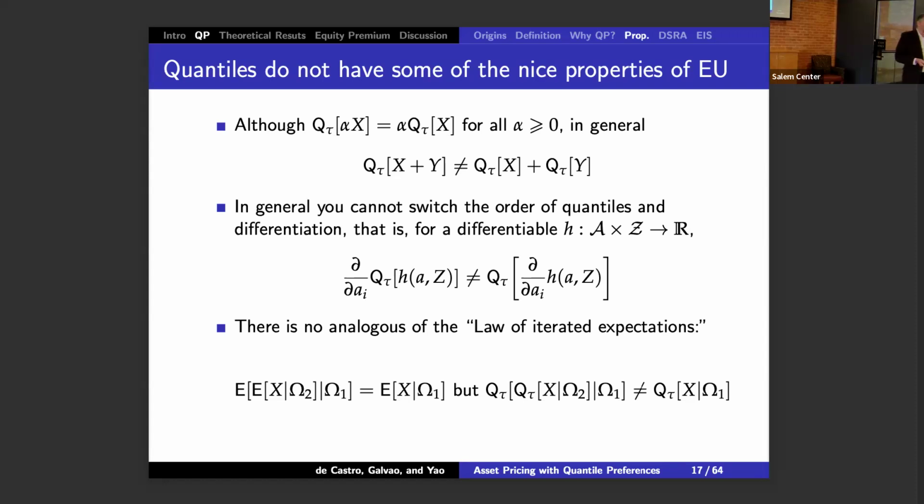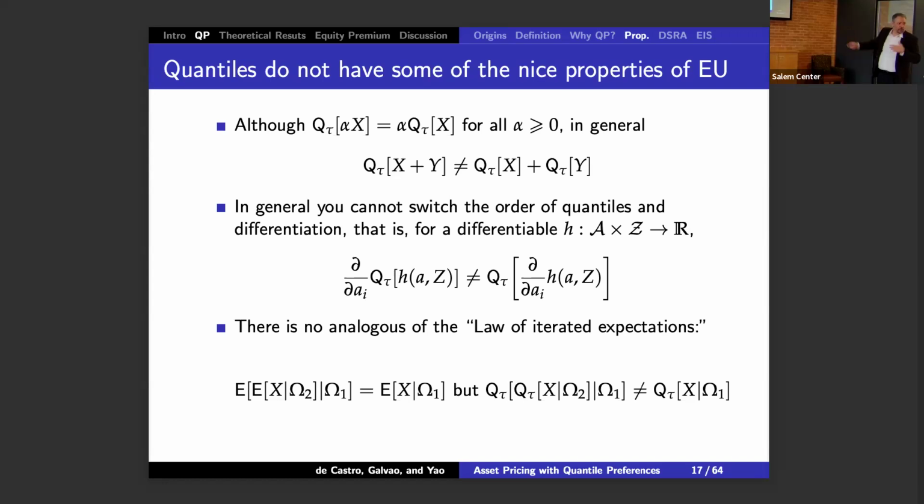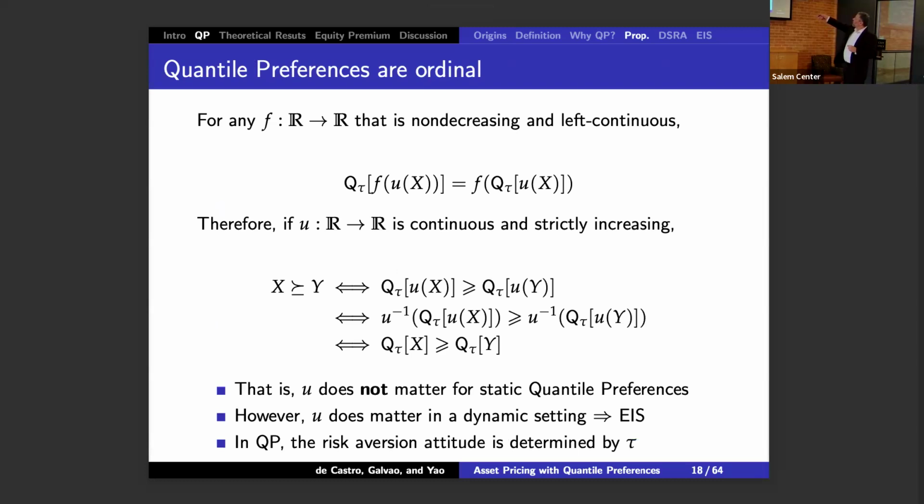But let me just say a very nice property of quantiles that expectations do not have. I said that these ones are the bad ones for quantiles. Now one very good one is this one. Quantiles are just ordinal. For any monotonic transformation, you can just switch the order with quantiles.